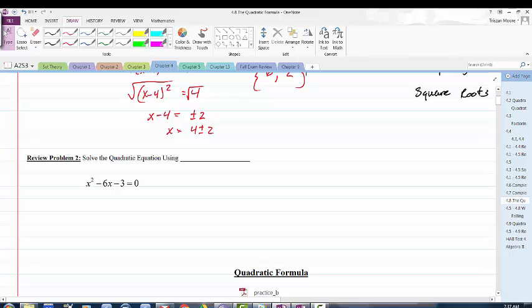This problem right here, I would not solve it by factoring because it cannot be factored. So I would solve it by completing the square.